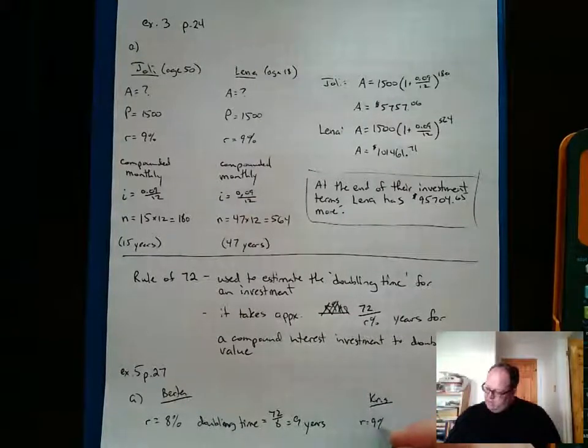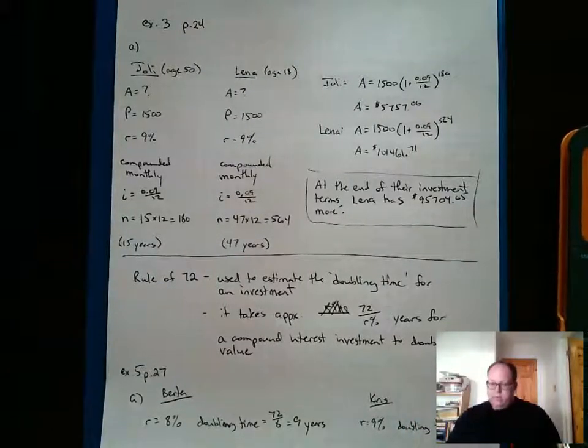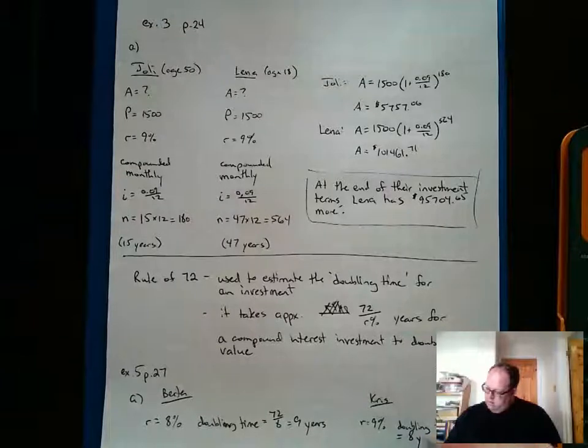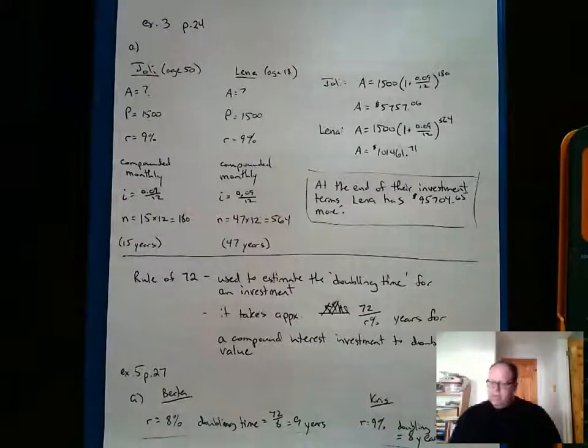Similarly, Chris's rate is 9%, so doubling time will be 72 divided by 9, or 8 years. So the Rule of 72 is just a fairly simple, quick way to get an estimate for how long it takes an investment to double at compound interest. It's not exact, but it is pretty close. It works out pretty well each time.